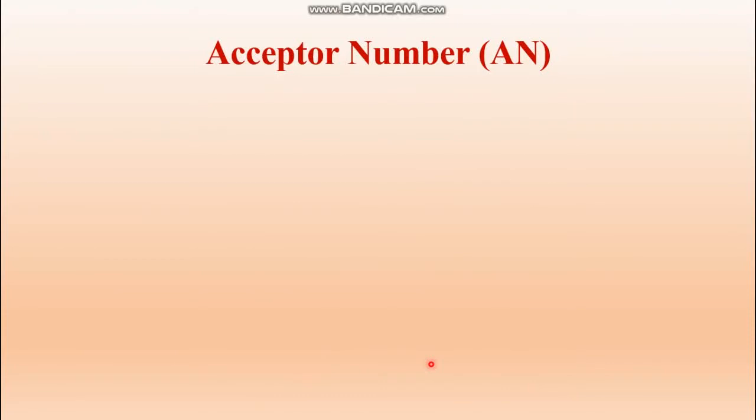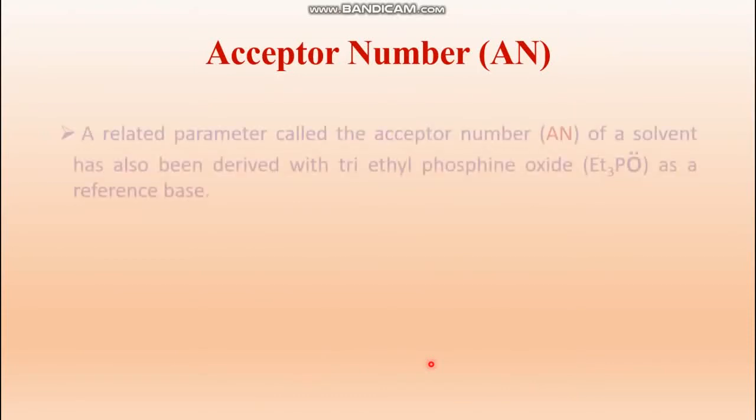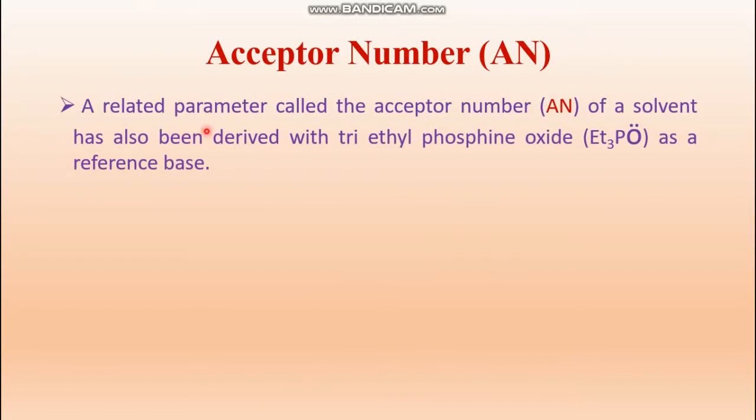Similarly, another term, acceptor number, will be applicable for the solvents which are acidic in nature. A related parameter called acceptor number, in short AN, of a solvent has also been derived with triethyl phosphine oxide, or (C2H5)3PO. Phosphorus has 5 bonds. In 3 bonds there are C2H5, and in 2 bonds there is a double bond to O. O has 2 lone pairs. Here one is shown, but oxygen has 2 lone pairs.